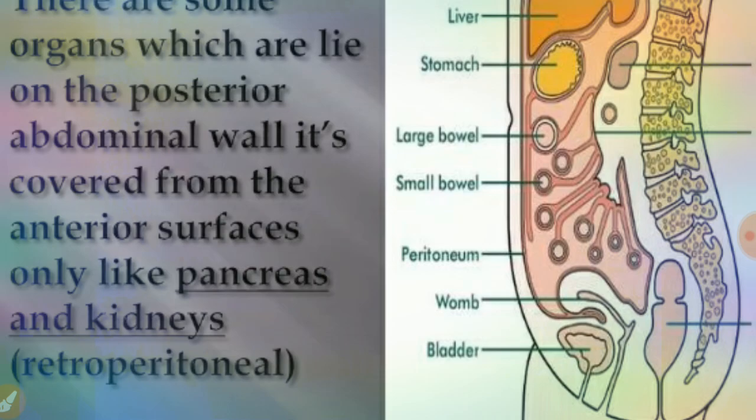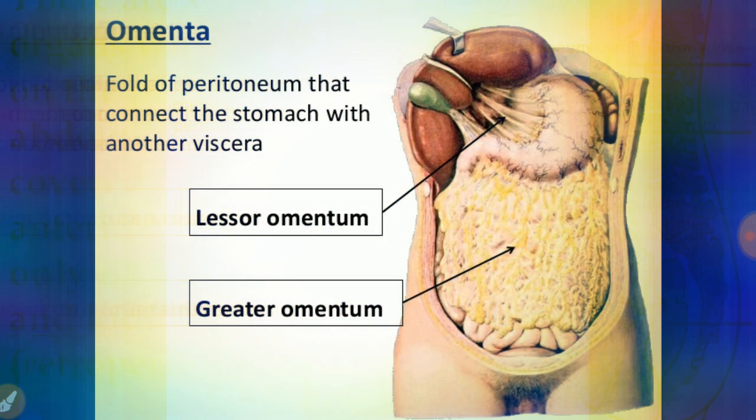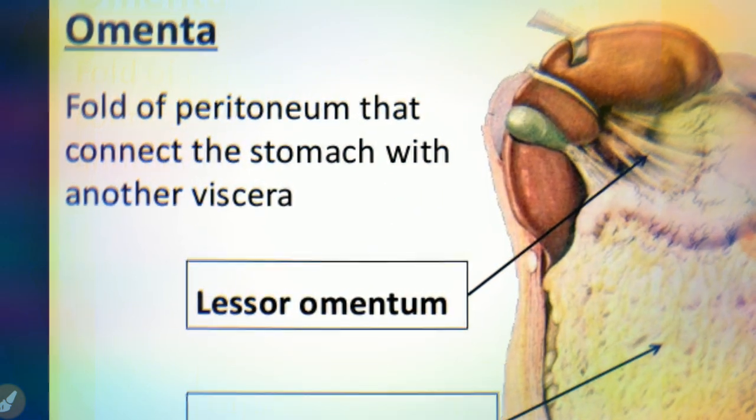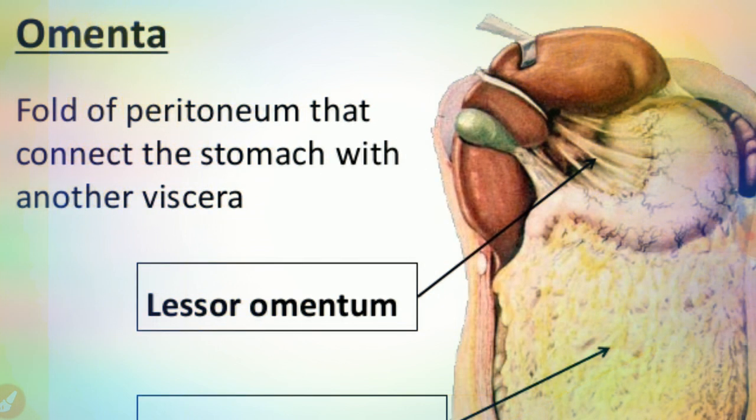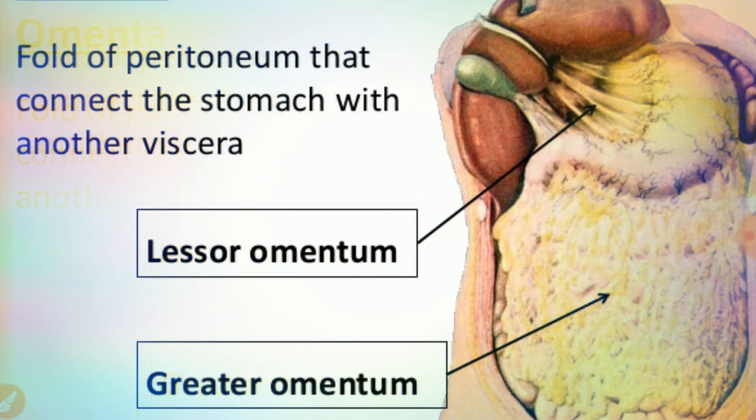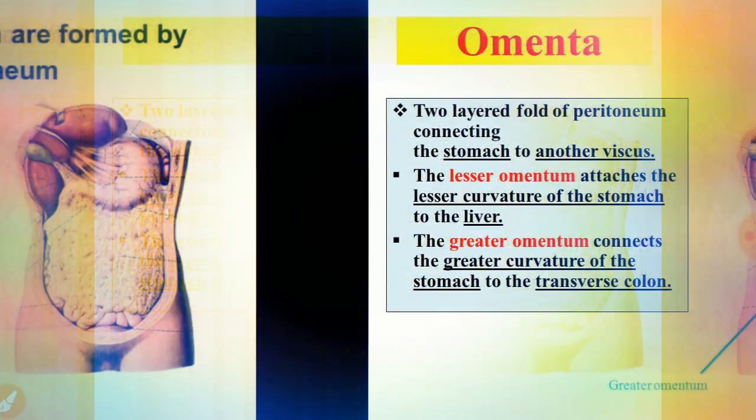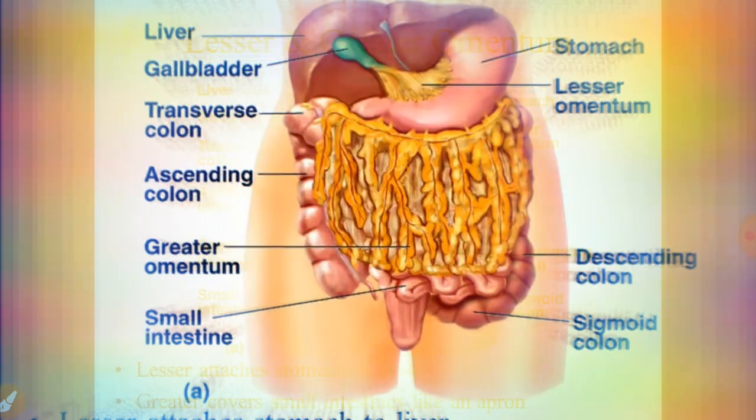There are majorly five peritoneal folds present in the peritoneum. The first is the greater omentum, the second is the falciform ligament, the third is the lesser omentum, the fourth is the mesentery, and the fifth is the mesocolon. These are the five types of peritoneal folds. See here, we can see the picture.